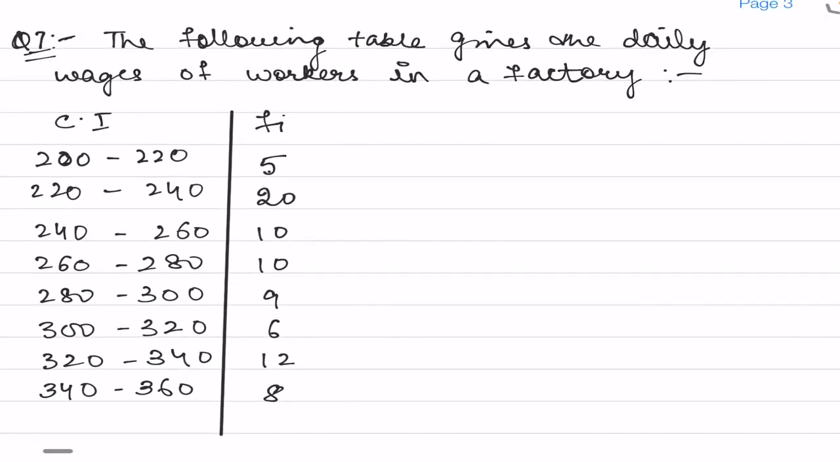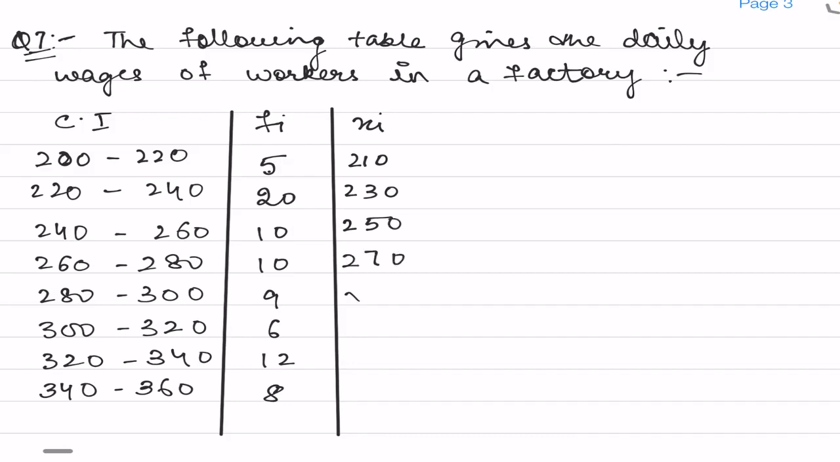For finding the mean, first we will find the values of xi. That is 420 upon 2, that is 210. 220 plus 240 is 460, divided by 2 gives us 230. Similarly, we will find all the values: 270, 290, 310, 330 and 350. Again, any method you can use. I am using the direct method.